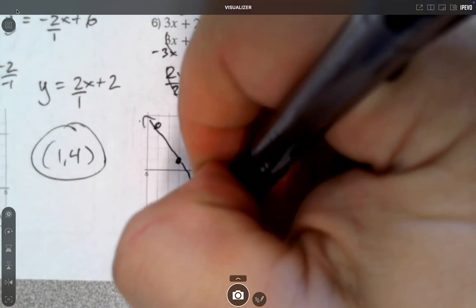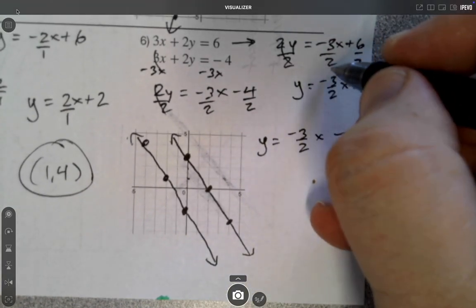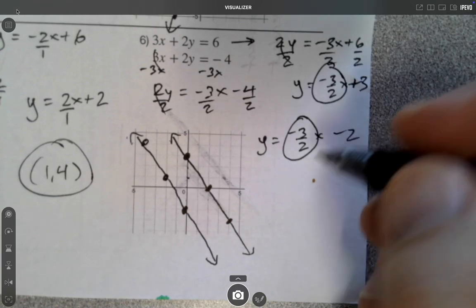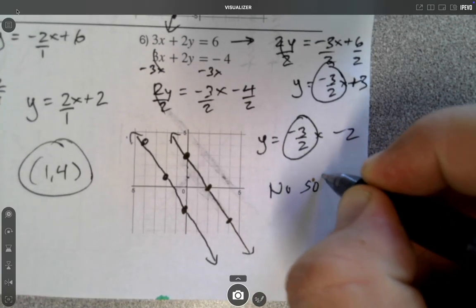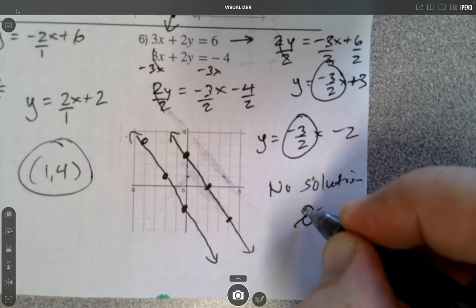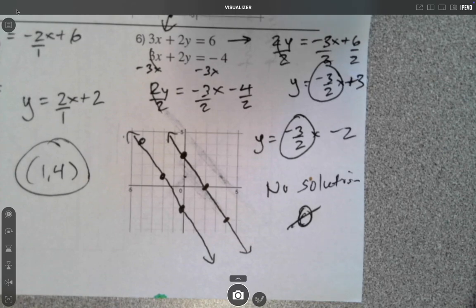And you may notice those two lines are parallel, which, if you look, we can see right there they have the same slope. So this has no solution. You can either write the words no solution, or you can just use this symbol. It's like a 0 with a diagonal line through it. That also means no solution.